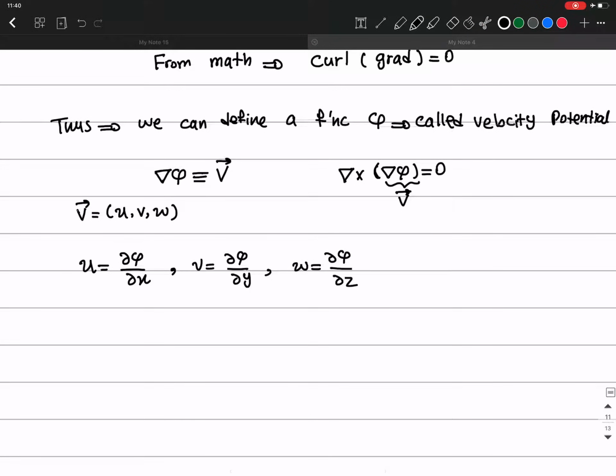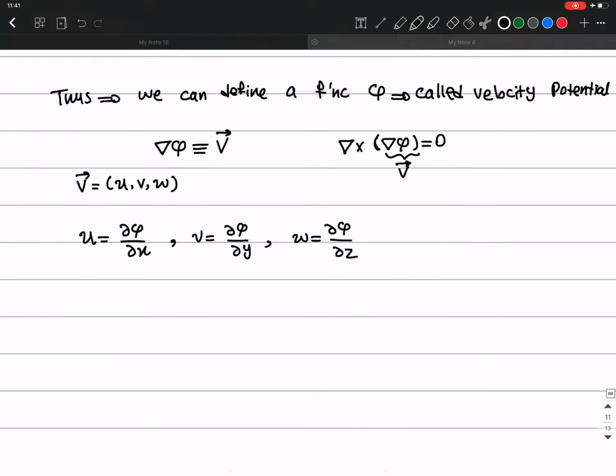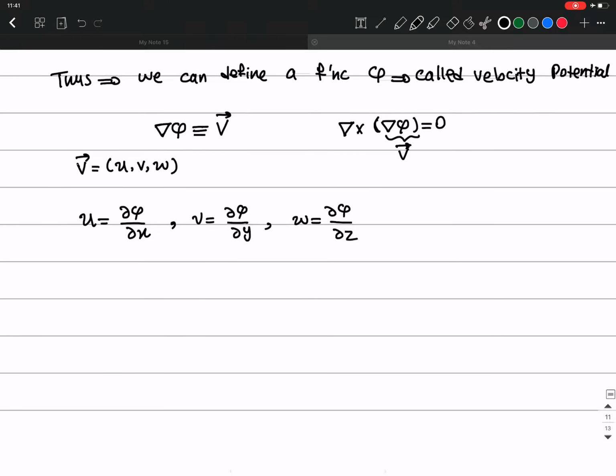These are the different components of the gradient vector that we defined. This is how it's going to be defined. This is actually showing the velocity potential, and it is going to be perpendicular to the streamlines and the velocity vector.